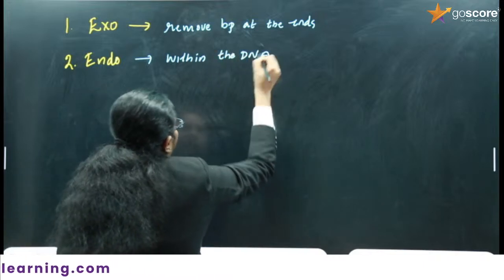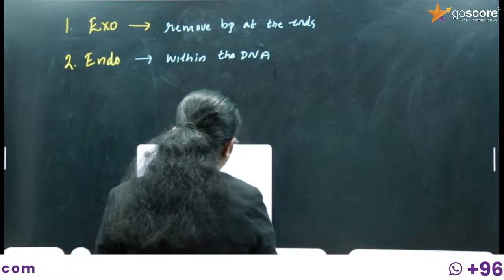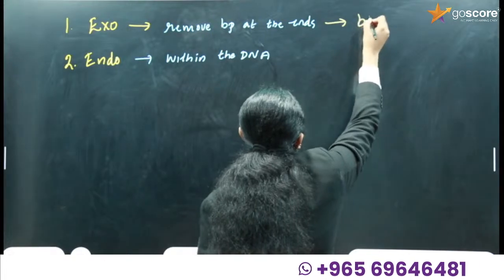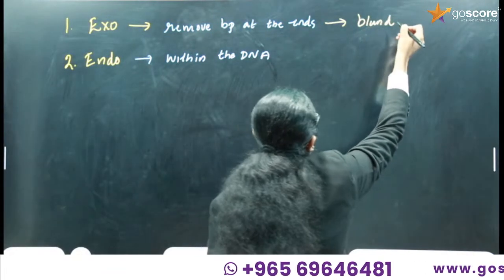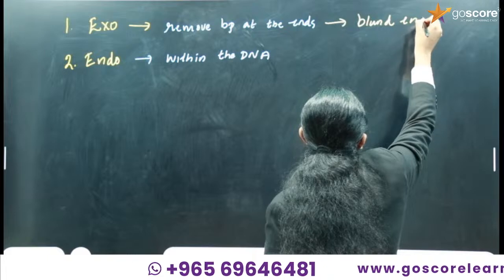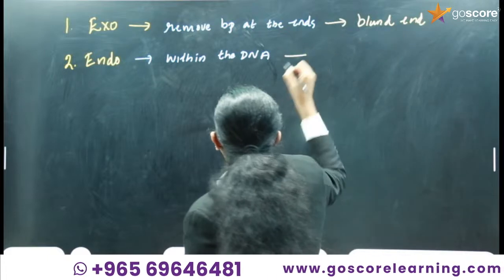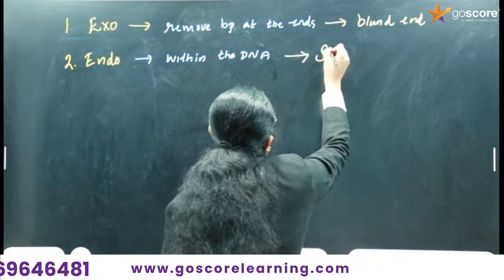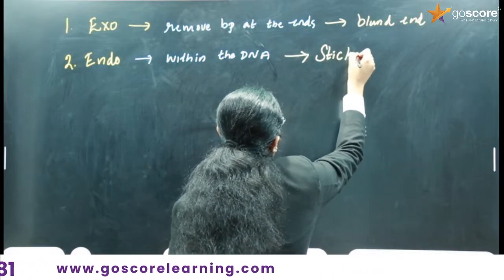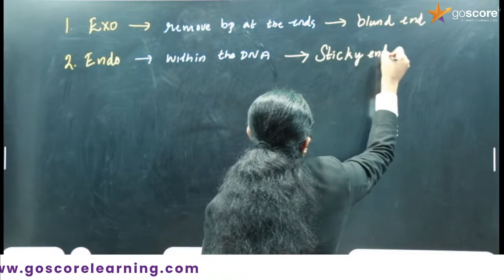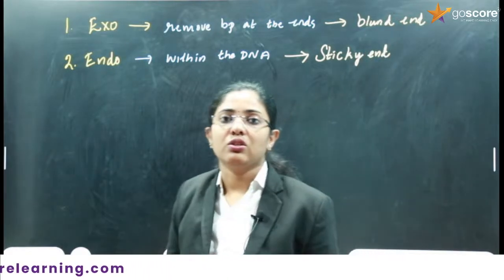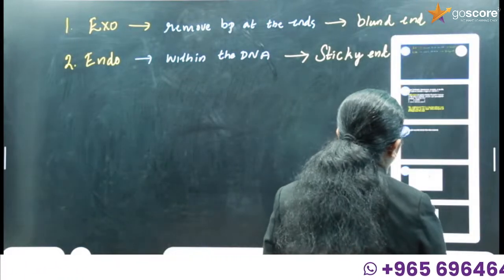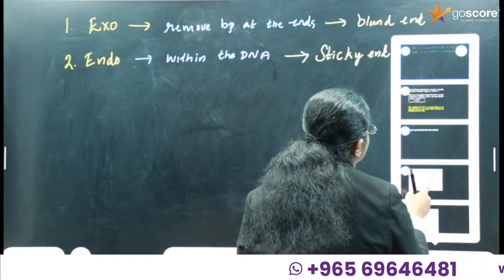So there will be two kinds of ends. What are the two different types of ends? Exonuclease will produce blunt end DNA, whereas endonucleases will produce sticky end DNA. Is it clear? So we have to study what a sticky end is, and how sticky ends are produced.